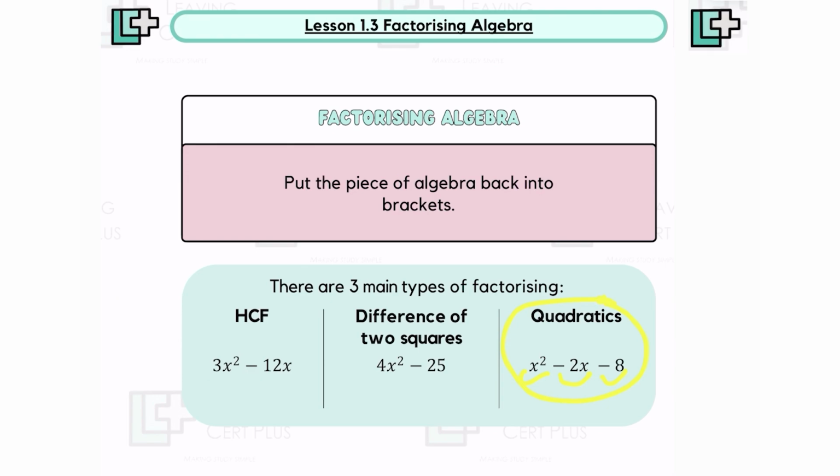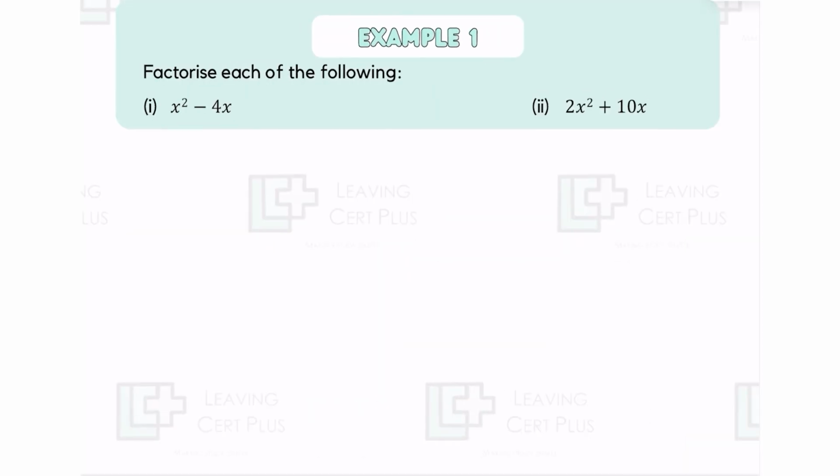So let's begin. The way this is going to work is I'm going to do two parts of each type. So two parts on highest common factor, and then you're going to try the next two. So pay attention and we'll see how we go.